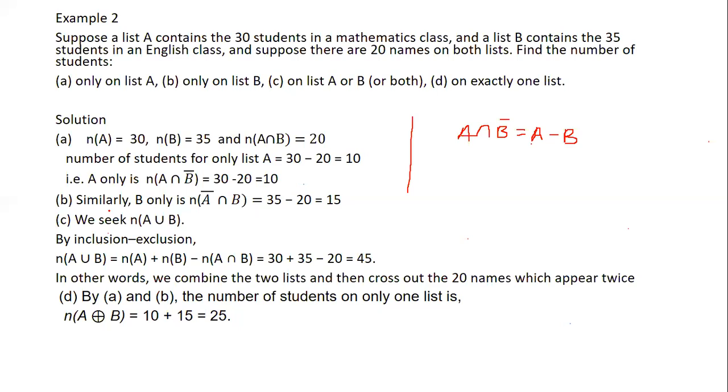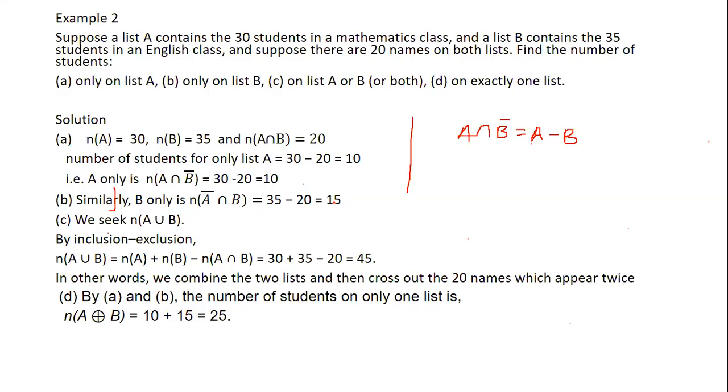Similarly, you can also get B only, which is the same as the number of not A intersection B, or B minus A intersection B. The number of B now is 35. Then you must subtract the intersection of the two from it. Then you get 15.